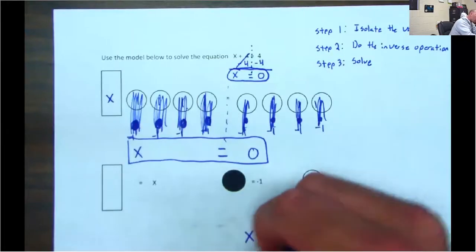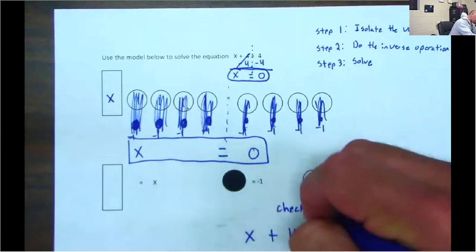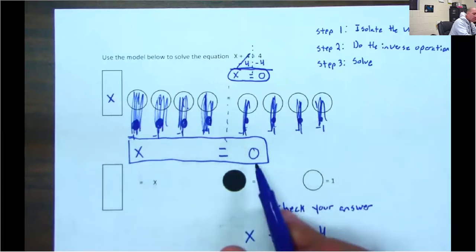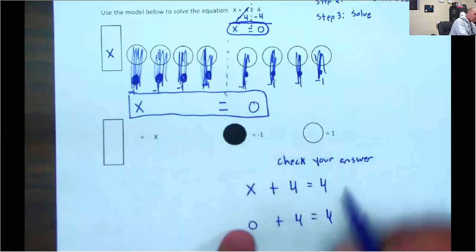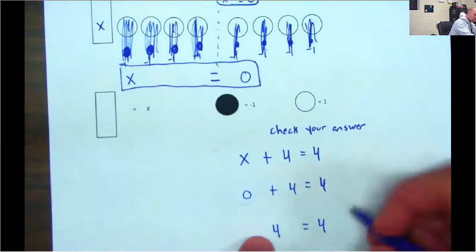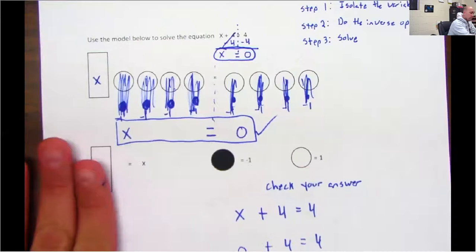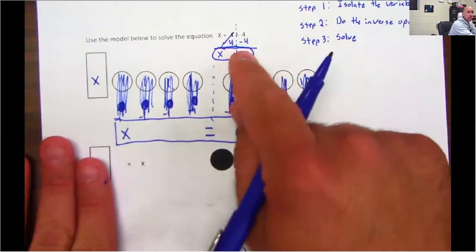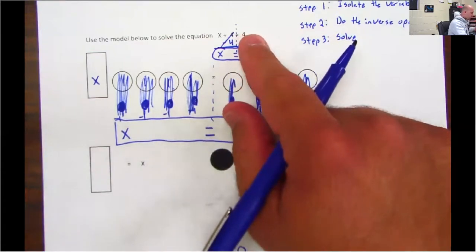Now, if you're unsure, this is where you check your answer. You said x was 0, so plug in 0 for x. 0 plus 4 is 4. Is 4 equal to 4? Well, yes, it is. That's a good answer. So again, guys, do you have to use the model? No, it's just a visual for you there. If you would just like to solve from here, you may do so. Let's go ahead and do another example.